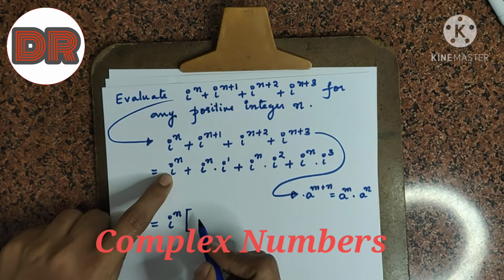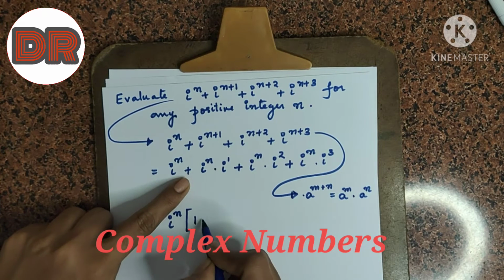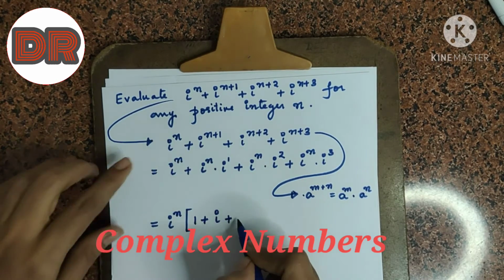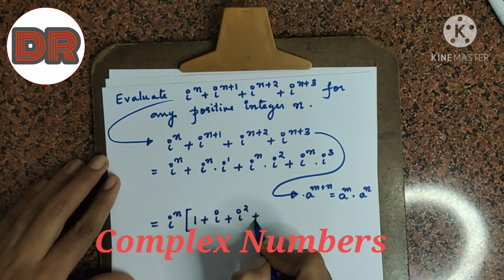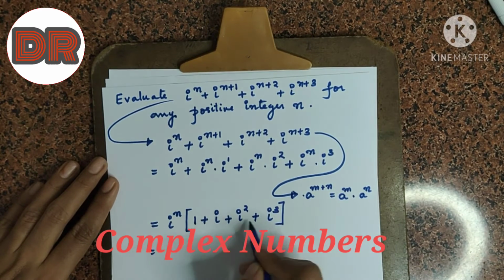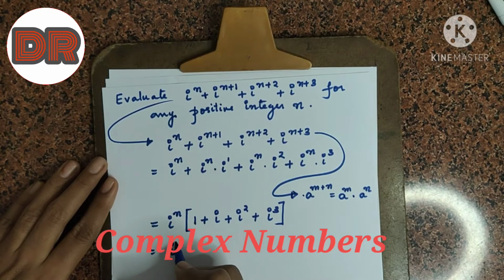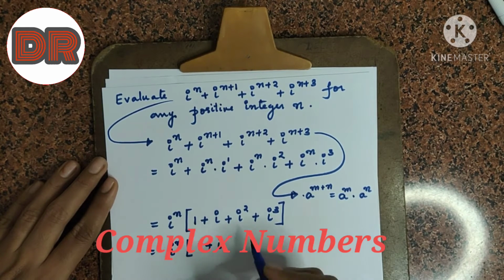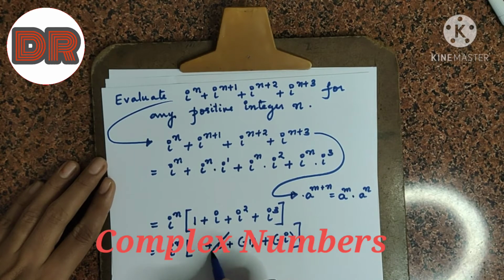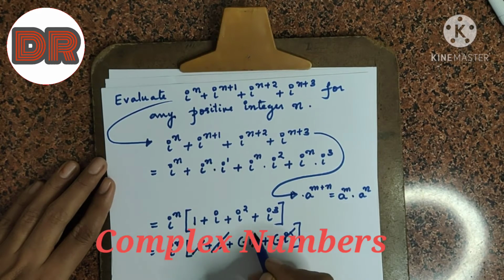So if I take i to the power n out, so 1 plus here i plus here it is i square plus here it is i cube. Okay. Now let us substitute the values of these. So we have i to the power n, so 1 plus i, let me write as it is, plus what is i square? It is minus 1 plus what is i cube? It is minus i.